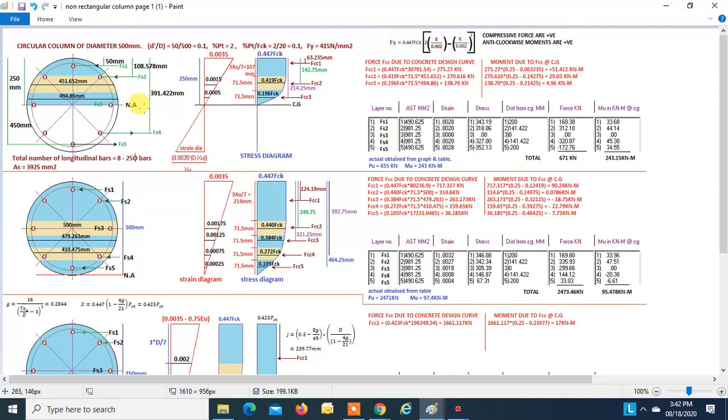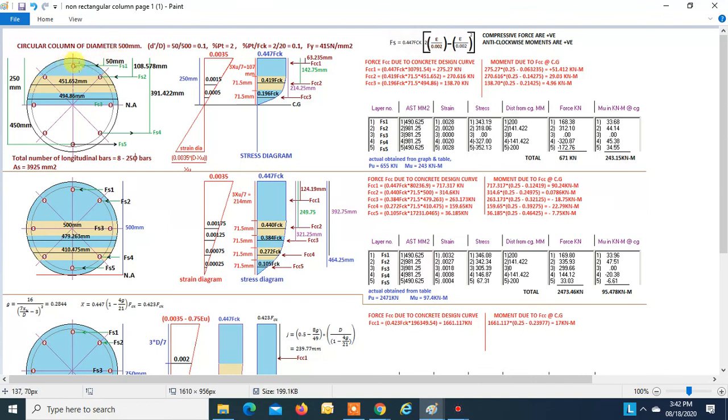This is our neutral axis. So these two forces will be under compression, and this will be a tensile force. This force will be positive because they are compressive forces, and this will be negative because it is a tensile force. Okay. How to find Fs1?